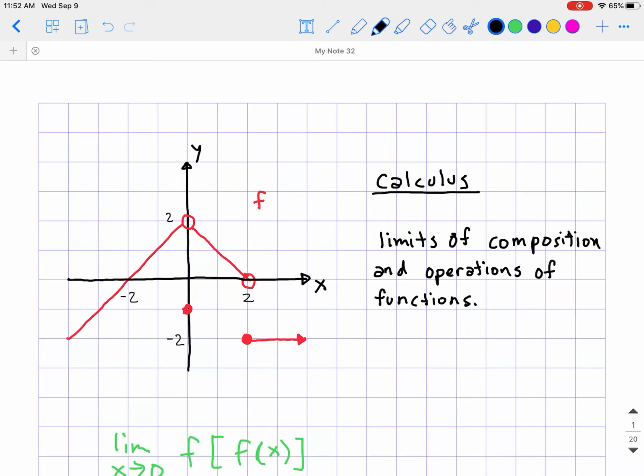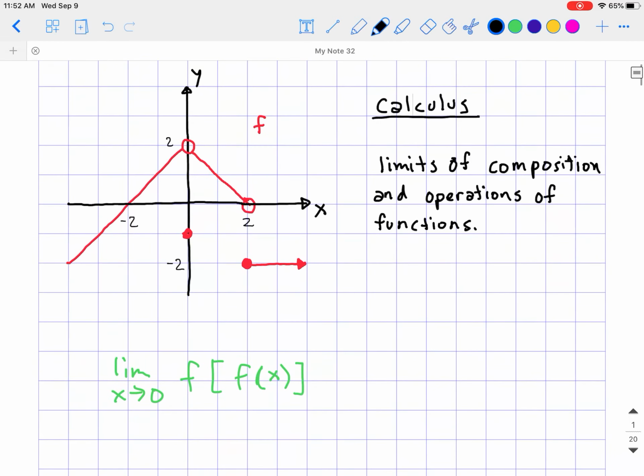Hello, welcome everybody. Today we're going to talk about the limits of compositions and operations of functions. What that means is I want to find the limit of a function where the graph is given or the equation is given, but we have a composite setup. So that means that we have a function within a function. For example, the limit as x approaches 0 of f of g of x, or something of that sense.